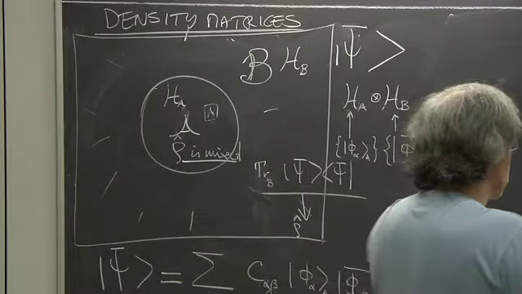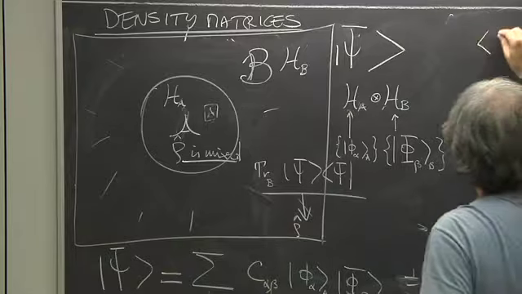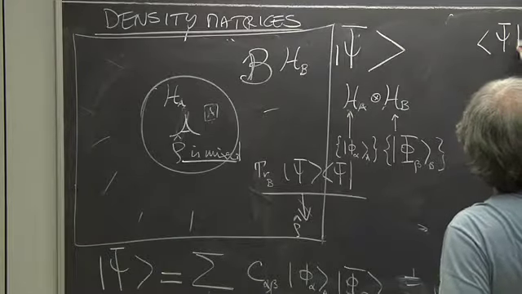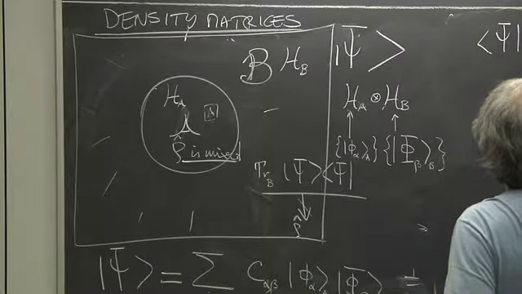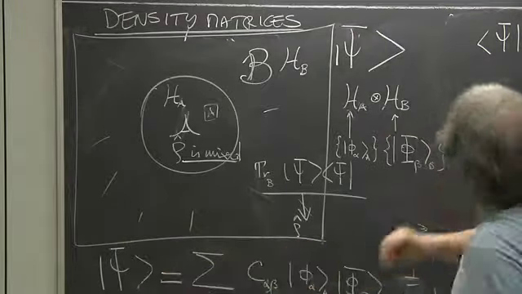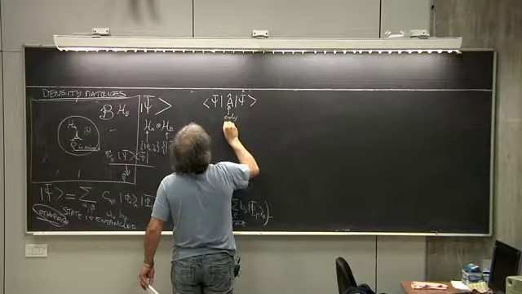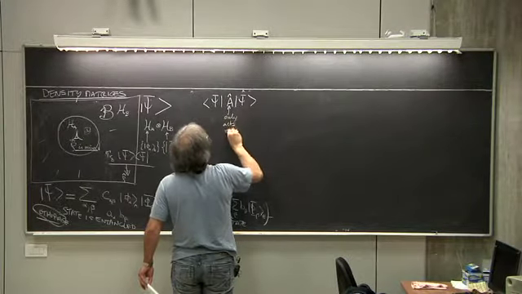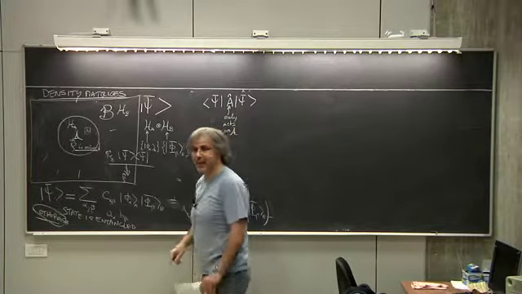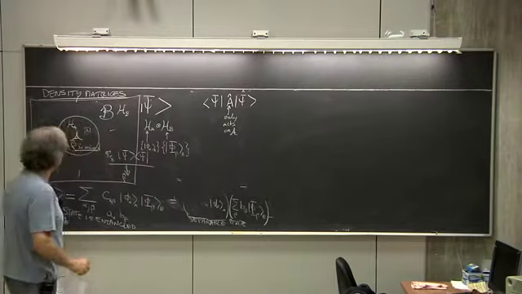So the question I want to ask is, what happens to the average of an operator on the full state psi, but the operator only acts on a certain part of the system, A? Can we calculate anything? Yes, we can, obviously.